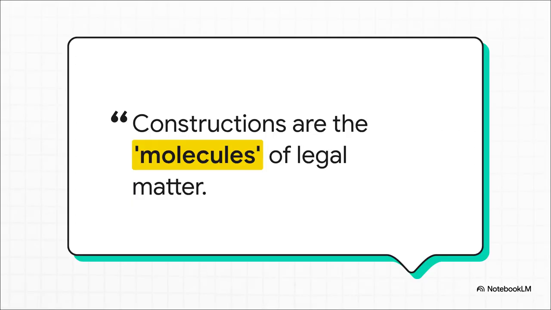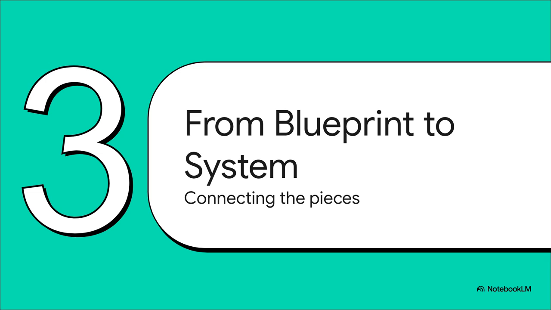Early legal theorists used these kinds of figurative descriptions because they could see the systemic nature of these things. They just lacked the modern conceptual tools to fully describe them. They understood intuitively that law was built from these complex, multi-part units, a lot like how matter is built from molecules. Okay, so we've seen the blueprint for a single action, but how do all these individual blueprints combine to create the entire sprawling structure of the legal system?